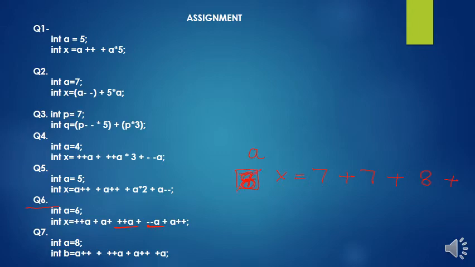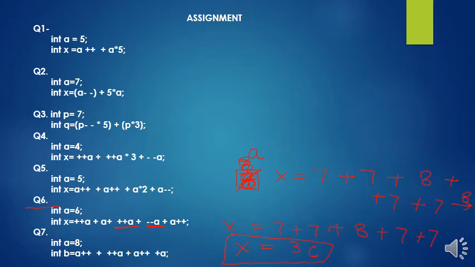Then after that it will store the value what? 7 plus 7 plus, again postfix increment, 7, and after that it will store the value 8. So x will store the value what? 7 plus 7 plus 8 plus 7 plus 7 is equal to 36. So x will store the value 36 inside the memory.